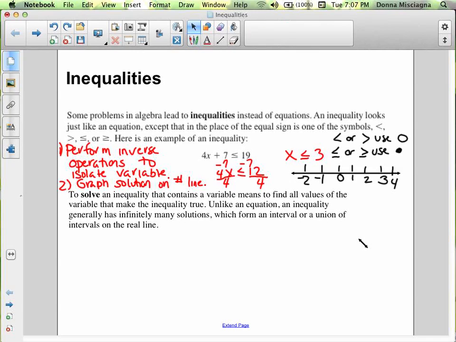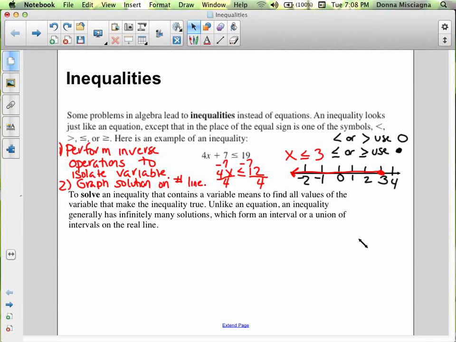So I'll graph in red. I'm going to graph a closed circle, because it says less than or equal to, and then I'm going to go in the direction. It says x is less than or equal to 3. So it's all values starting with 3 and that are less than 3. And there we go. There's our solution. We're all done, right? These aren't too difficult to solve when they are linear.